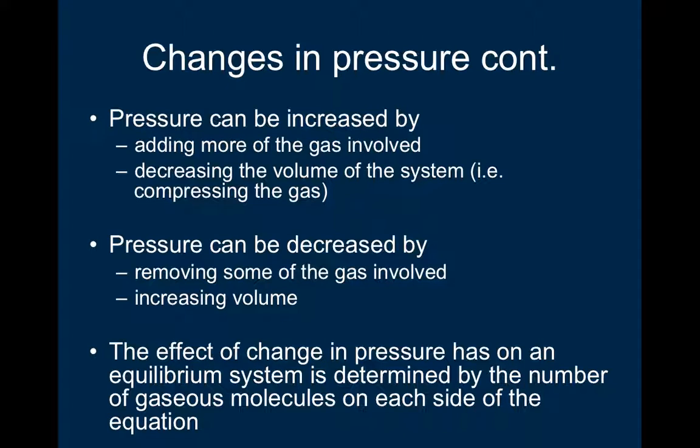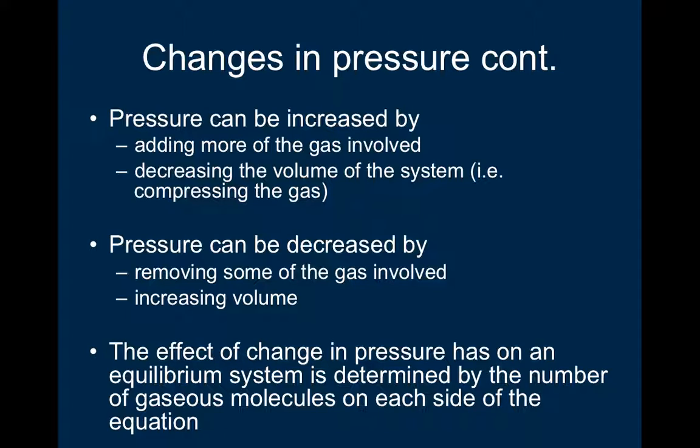So how do we increase pressure, decrease it? To increase it, we can add more of the gas involved, or we can decrease the volume of the system. That means we're bringing those gas particles closer together, so we're increasing the pressure. We can decrease the pressure by removing some of that particular gas involved, or we can give more space to that particular system, increase its volume. That means the gas particles will be further apart, therefore the pressure will be decreased.